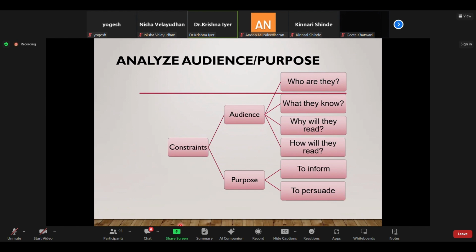Now, as you prepare to write a research paper, it is very imperative that you keep in mind two things. One is who is the audience or who is the reader? Who are you writing the paper for? What is it that they know about what you are going to talk about? Why do you think they will read your paper? And how will they approach the science or the material you have presented?